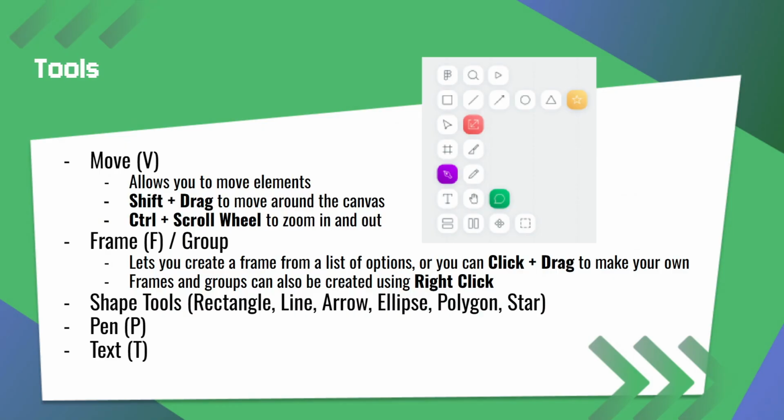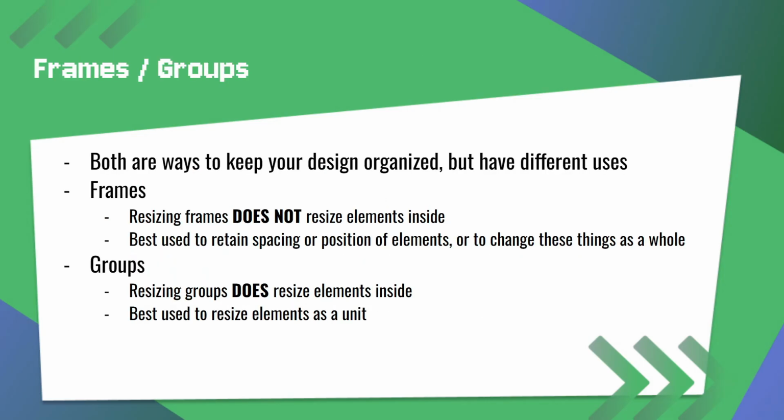There's the move tool, a frame and group tool, there's shape tools, rectangle, line, arrows, all of that, and the pen and text tool. And these, of course, help you create the assets. But there's a distinction between frames and groups. Both are ways to keep items together, but they have different use cases.